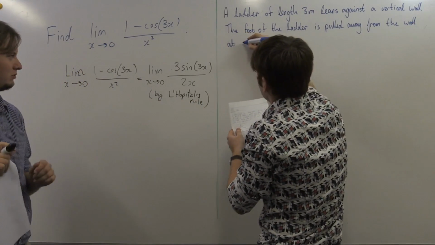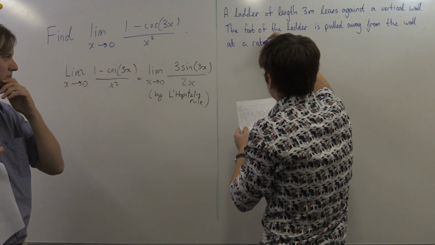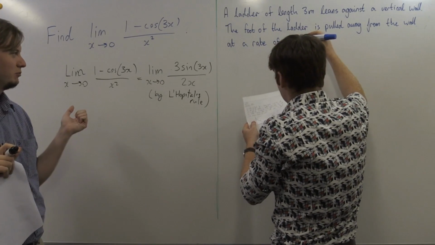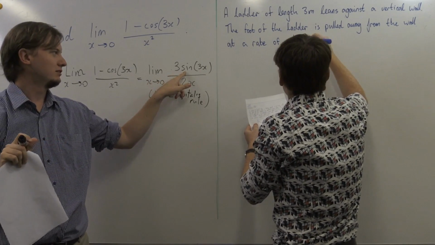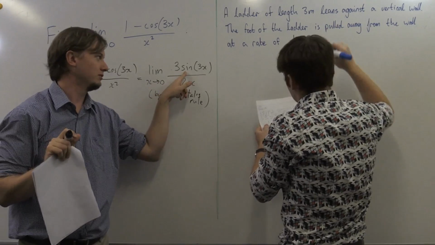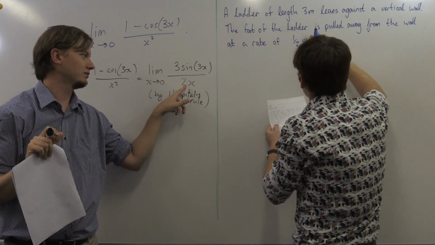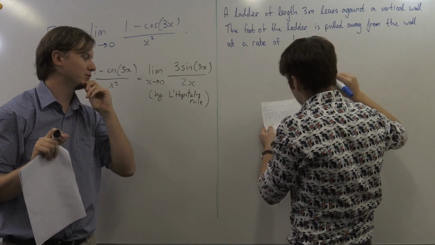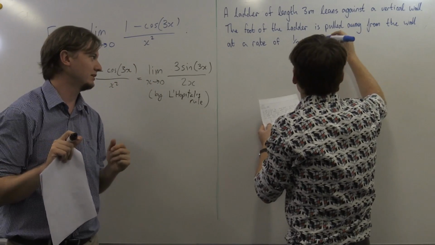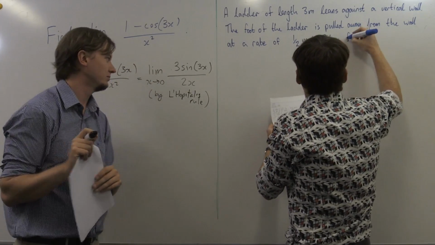Now, actually, just looking at this, I still can't just work out the limit because sine of 3x as x goes to 0 is also 0. 2x, well, that also tends to 0. So this is another prime candidate for using L'Hopital's rule.